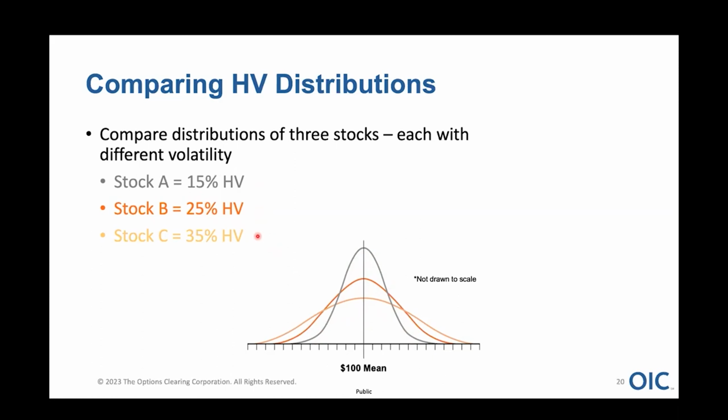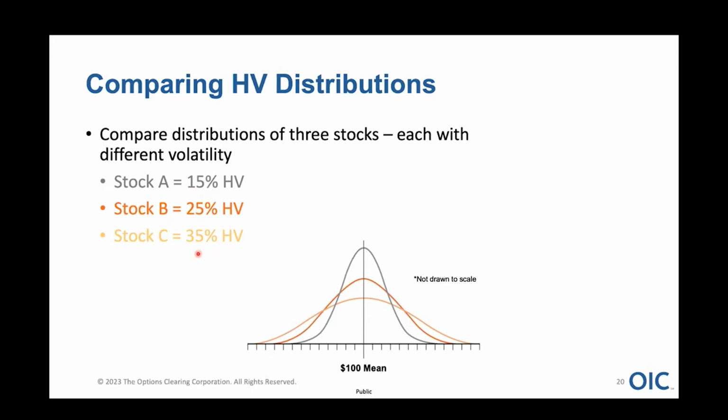So just looking at these three distributions, which stock do you think would have the more expensive options? Well, all things being equal, stock C probably would have the more expensive options just because it moves a lot more. But what if stock C had just reported earnings and stock A was going to report tomorrow? It could very well be that stock A has more expensive options than stock C.